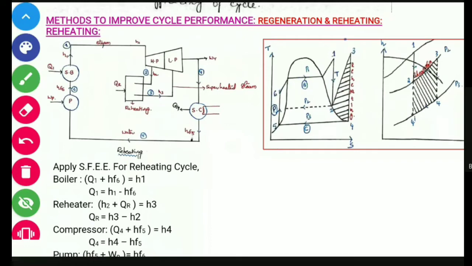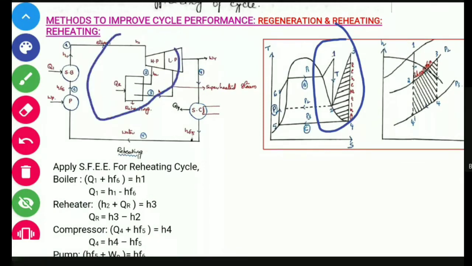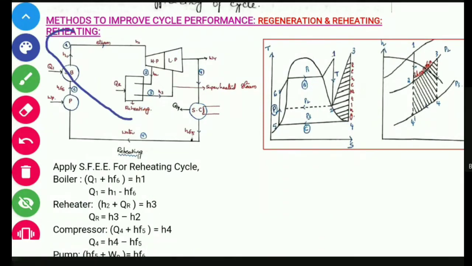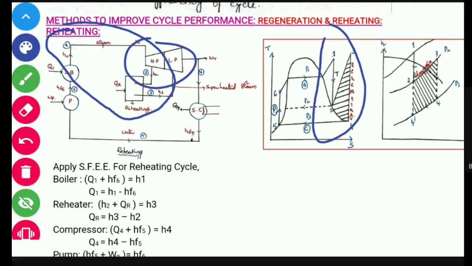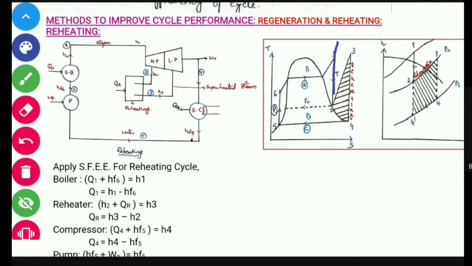After then, from 1 to 2 is the turbine here. This is the high pressure turbine. In between 1 and 2, we have a reheater. So 1 to 2, HP means high pressure turbine. As you know, in the turbine there is an isentropic expansion, so the entropy is constant.